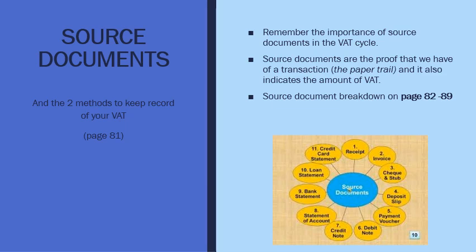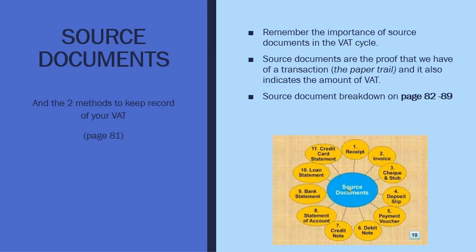Okay, so then quickly over to our source documents. So I just mentioned the invoice, the Walton stationery. Reminder about the source document section in your textbook. That is quite important for you to visually grasp what we are working with. Okay, also we have two methods to keep record of that. So these two sections I'm going to deal with together. So source documents, I'm going to deal with on the right hand side of the slide. Just firstly, on page 81, they deal with two different methods to keep record of your VAT in your business.